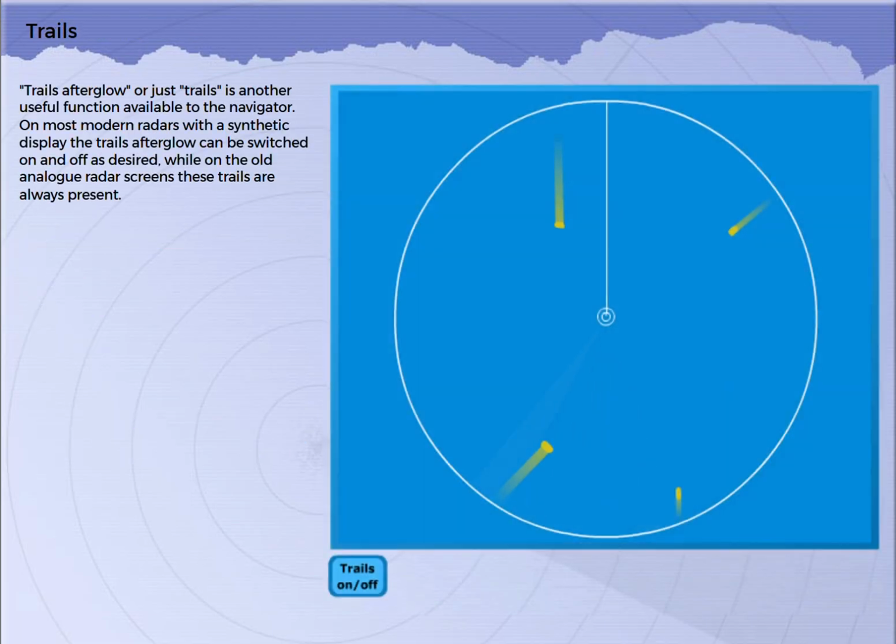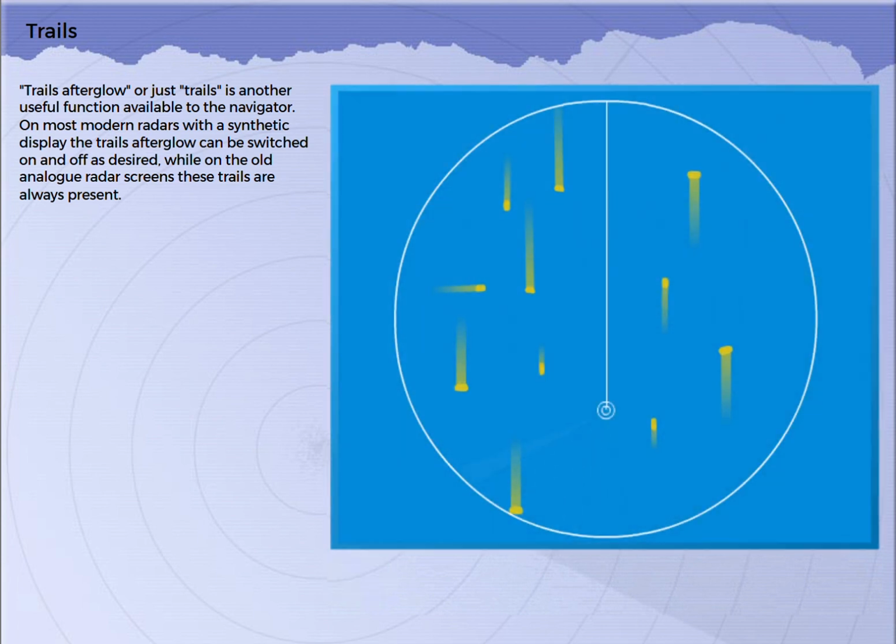Trails afterglow, or just trails, is another useful function available to the navigator. On most modern radars with a synthetic display, the trails afterglow can be switched on and off as desired, while on the old analog radar screens, these trails are always present.